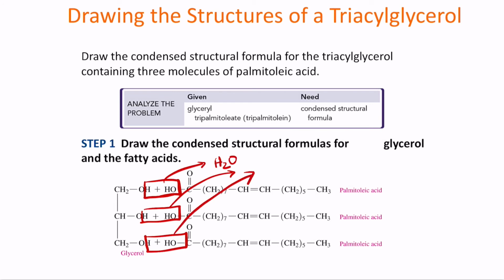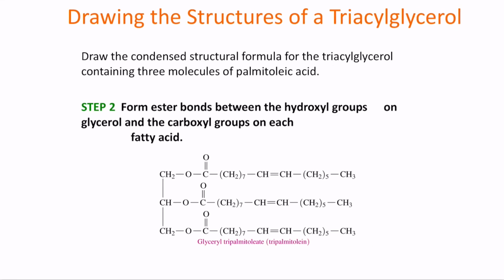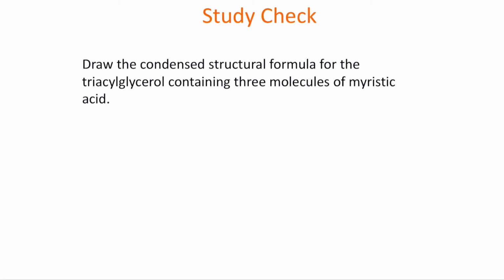The combined compound is what forms the triacylglycerol. Here we have the glyceryl structure and a palmitic acid structure, so it becomes tripalmitate. Now draw the condensed structural formula for a triacylglycerol containing 3 molecules of myristic acid. You already have the myristic acid from the last slide, so use that structure and try to draw the condensed structure.